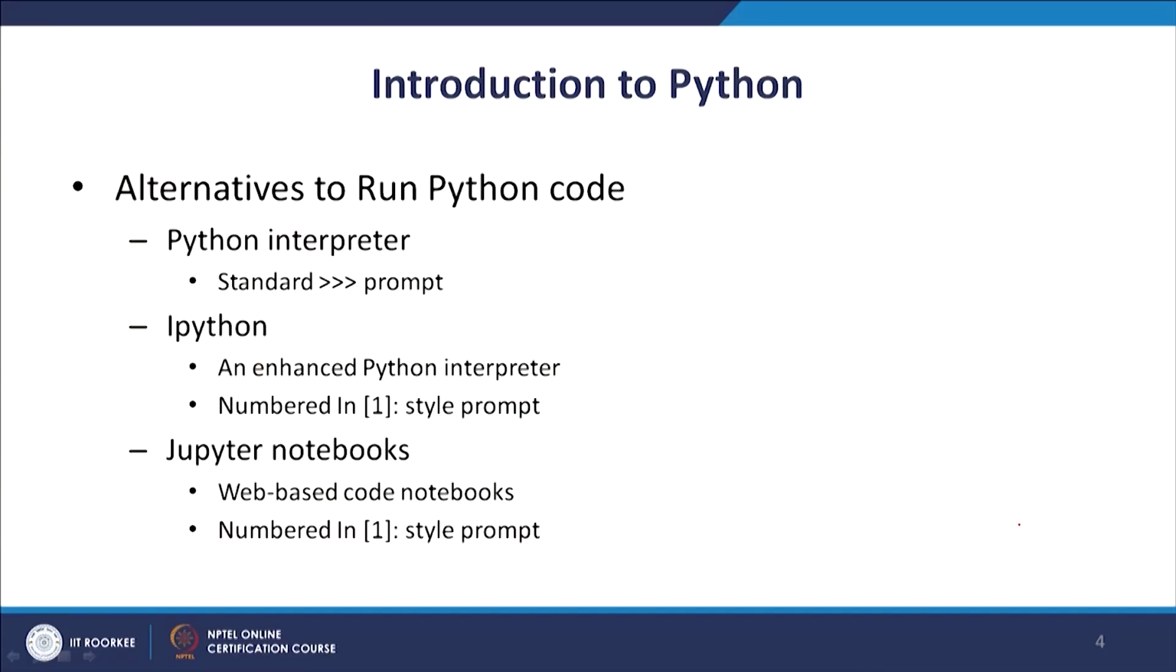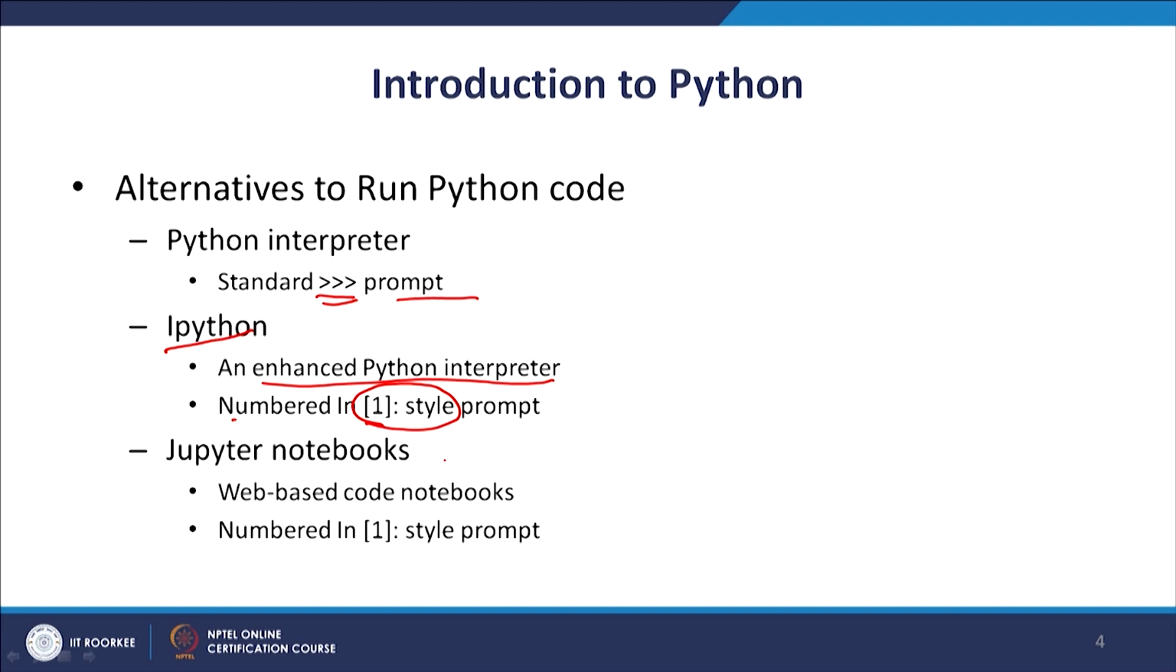Classically people have been using the Python interpreter, where a standard arrow-based prompt is displayed. Then many developers and many analysts prefer to use IPython. This IPython is actually an enhanced Python interpreter, and it is also being used. In this interpreter the prompt is a numbered style prompt, and it is used very popularly.